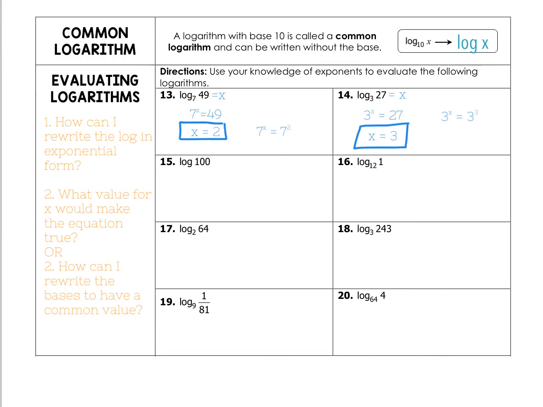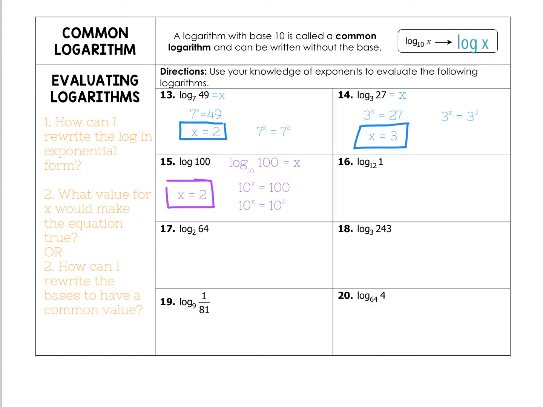So log of 100. So in this case, I don't see a base. So I'm going to go up here and I'm going to recall that this is a common log. So when there is no base written in, it's automatically a 10. I'm going to rewrite that as log base 10 of 100 equals x. So how can I rewrite the log into exponential form? So 10 to the x equals 100. So I can either practically think about it, 10 raised to what power will get me 100, or I can rewrite it so they have the same base and solve that equation. So either way I think about it, x is going to be 2.